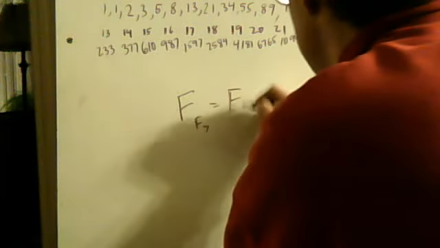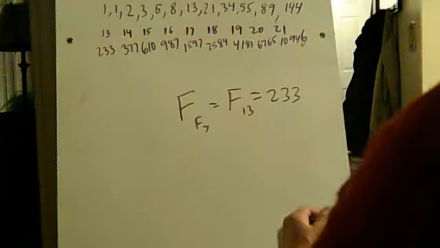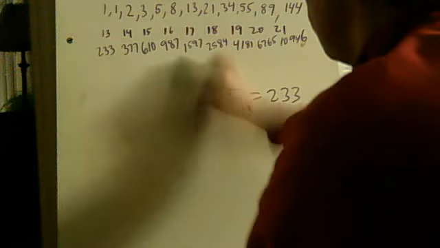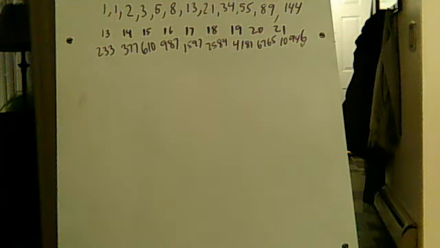Here's one. F7. Okay, the seventh Fibonacci number is 13, so this is equal to F13. Now the 13th Fibonacci number is 233. Okay. Now make sure you're using the pause button. Make sure you're doing these. It's not going to help you if you just watch me do these. This is just practice.